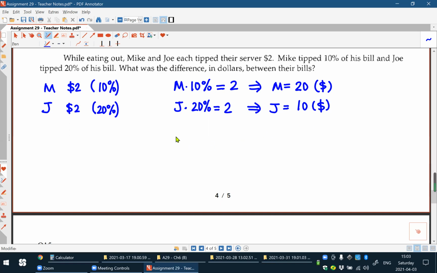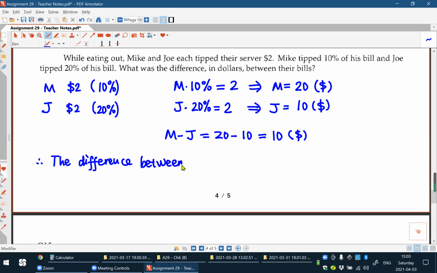Okay, so what is the difference? Difference is Mike's bill subtracted by Joe's bill, which is 20 minus 10, which is $10, right? Okay, now let's make the conclusion. The difference between their bills is $10, right? Have a look at it. Any questions?